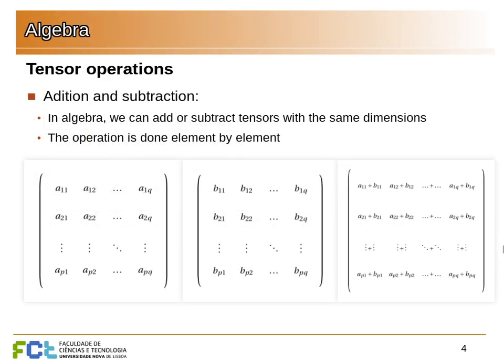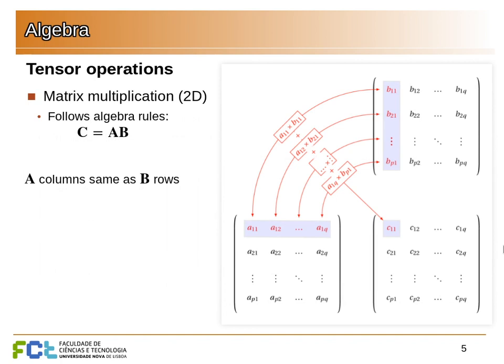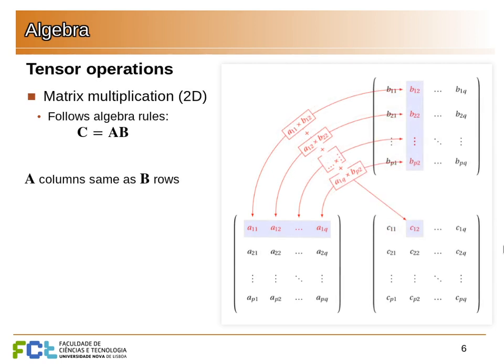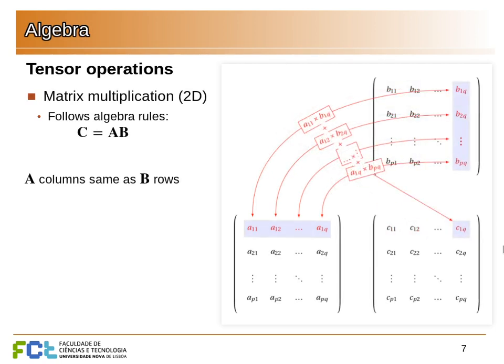Things that are easy to do with matrices or tensors in general are addition and subtraction. If you have the matrices of the same size, you can just add or subtract element by element. With multiplication, matrix multiplication follows these algebra rules. So if we multiply this matrix by this one, we are computing the product of each element on this row by each element on this column, adding everything together, and then we get the result here. And then we do this for all the combinations of rows and columns.